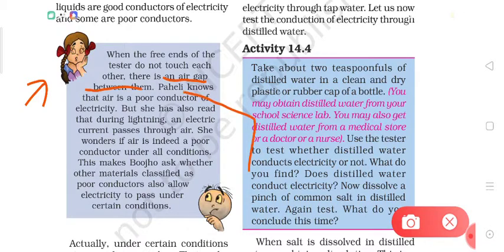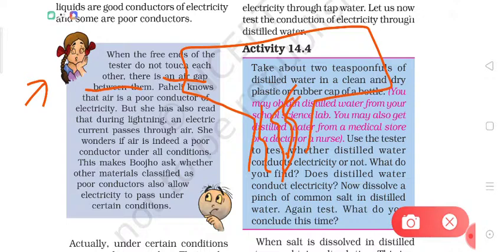So suppose this is the tester and these are the free ends. Between the free ends there is air, right? Paheli knows what is written. Let's read. Paheli knows that air is a poor conductor of electricity, but she has also read that during lightning an electric current passes through the air. She wonders if air is indeed a poor conductor under all conditions.